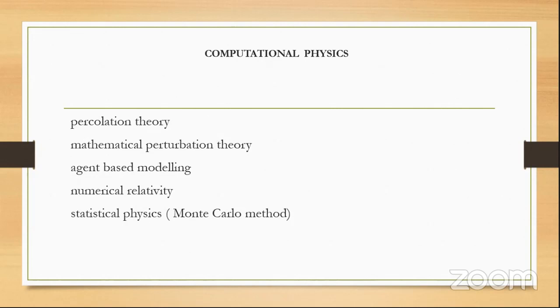Numerical relativity also, as we all know, regarding Einstein's field equations, using supercomputers. So that is also another thing. Another thing is statistical physics. The Monte Carlo simulation in statistical physics plays a very, very important role here. It deals with the computer simulation of many body systems in condensed matter physics.